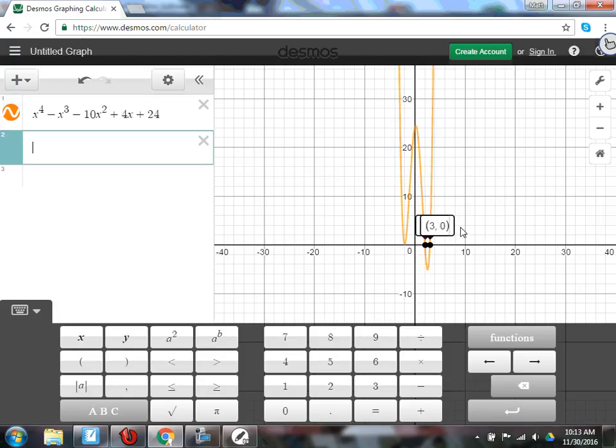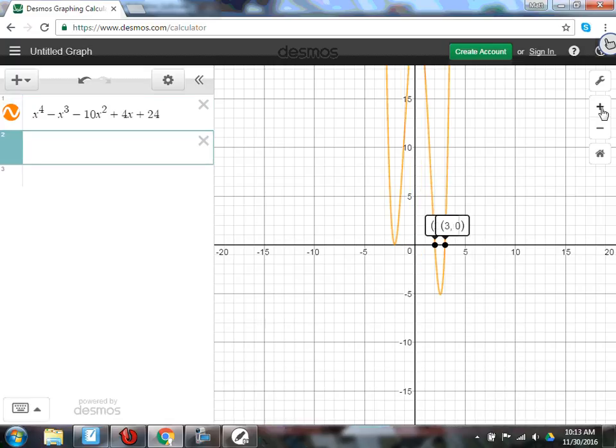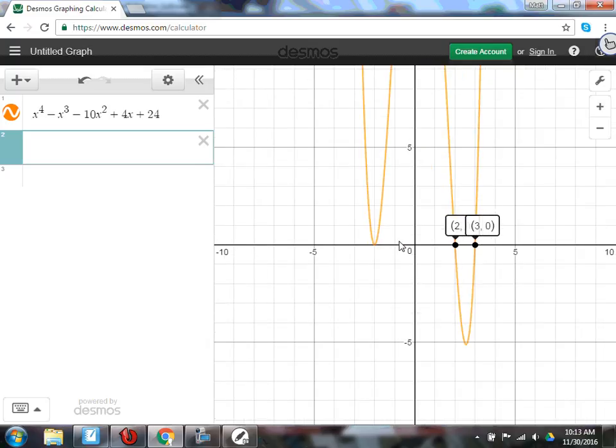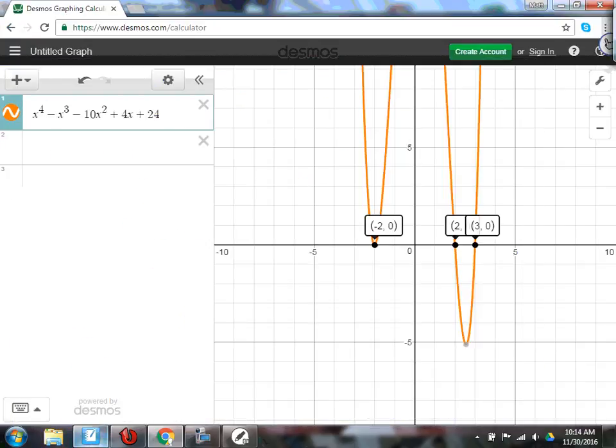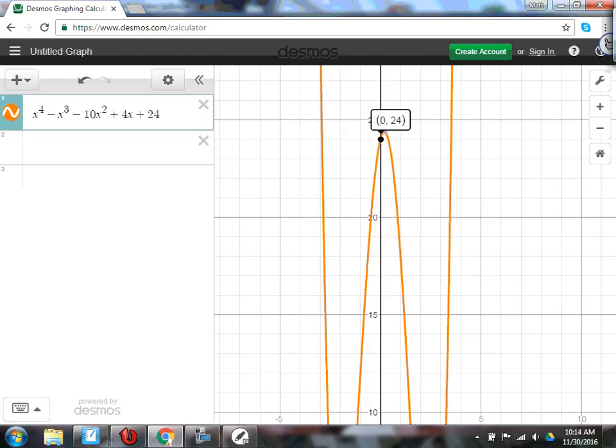X-intercepts should be 2 and 3. So let's zoom in a little bit. X-intercept 2, x-intercept 3, x-intercept negative 2. The graph looks quadratic when x is negative 2. Bam, we got him. And behavior is up and up. Leading term is x to the 4th. It all makes sense. The y-intercept should be 24, and the y-intercept is 24. We're good.